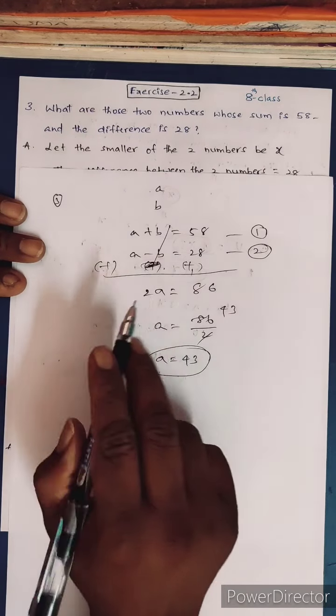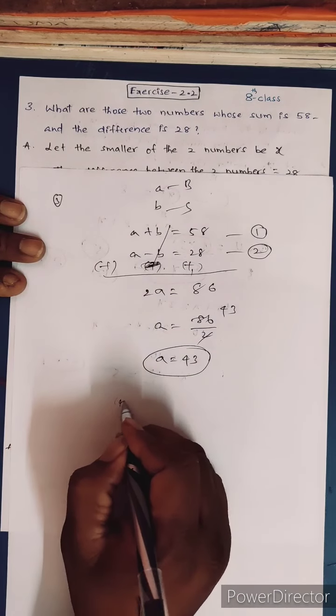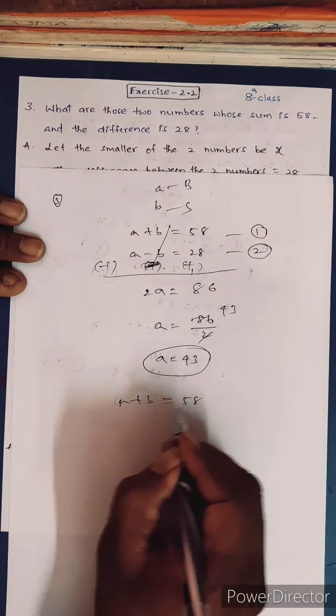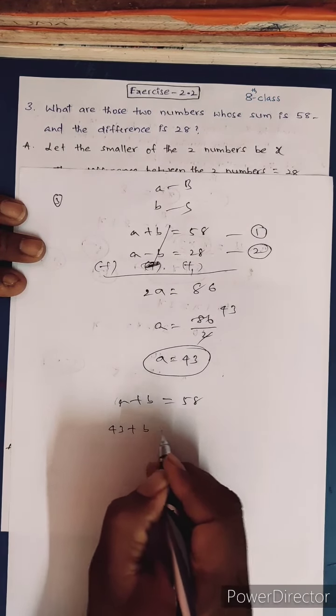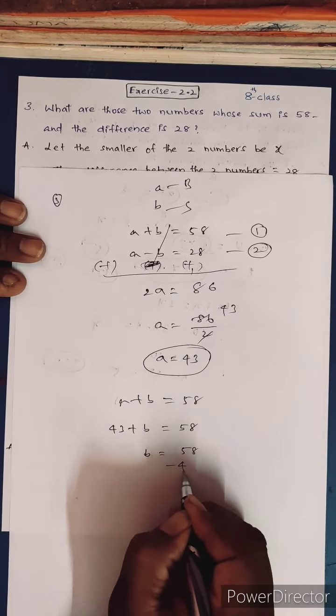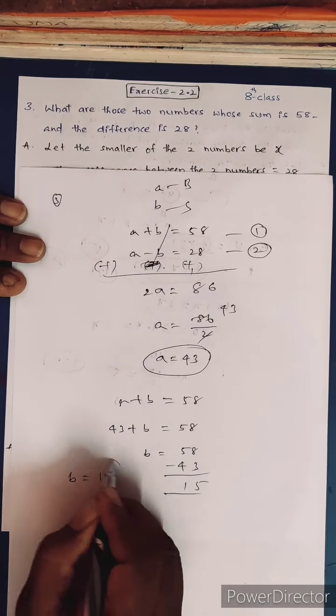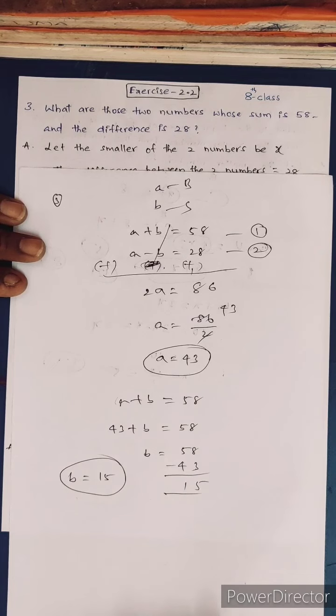What is this? A is the big number. Then the small number: A plus B is equal to 58. A value 43 plus B is equal to 58. B is equal to 58 minus 43, which is 15. The smaller number value is 15.